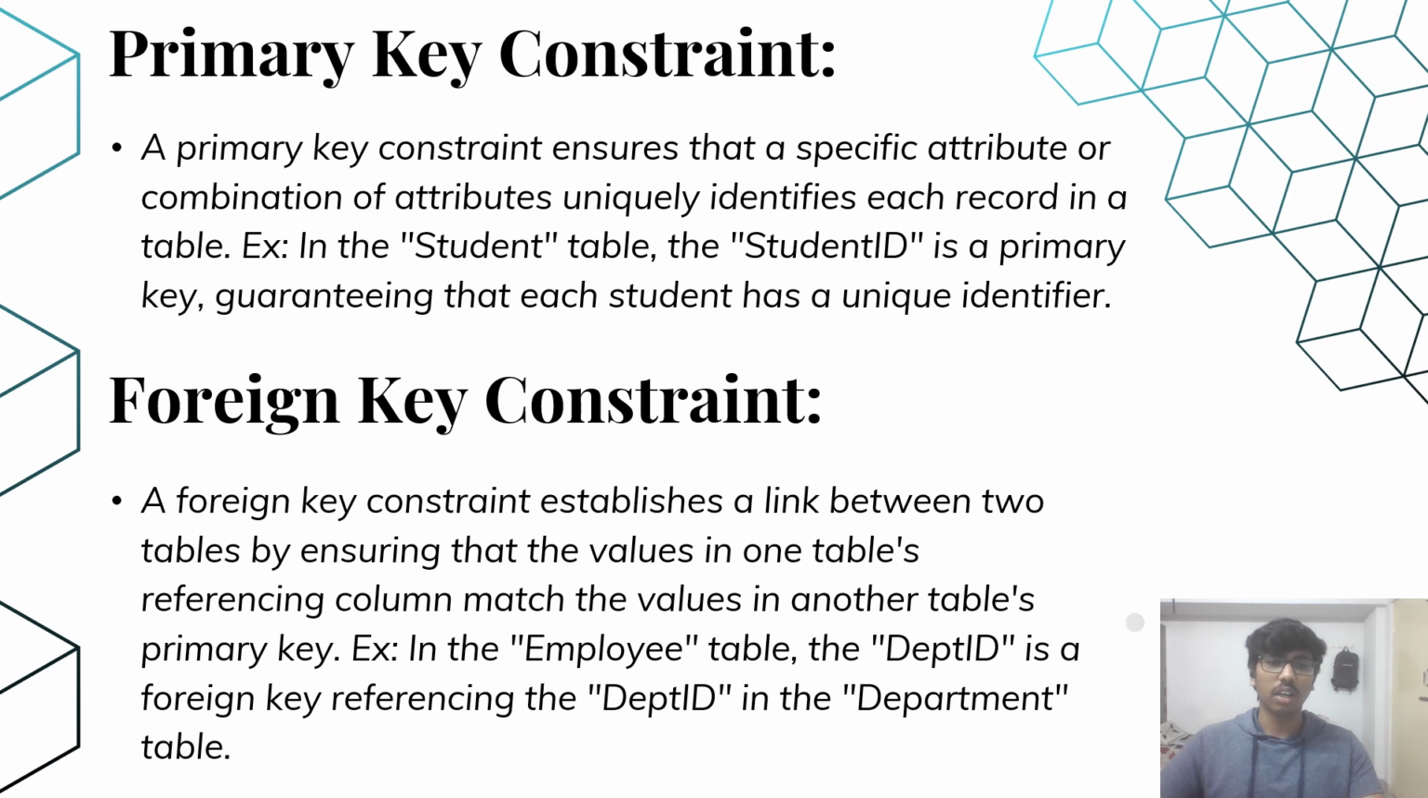Foreign key constraint. A foreign key constraint establishes a link between two tables by ensuring that the values in one table's referencing column match the values in another table. Example, in the employee table, the department ID is a foreign key referencing the department ID in the department table.